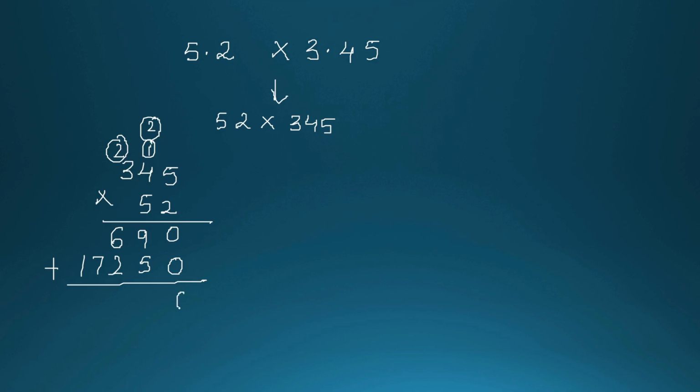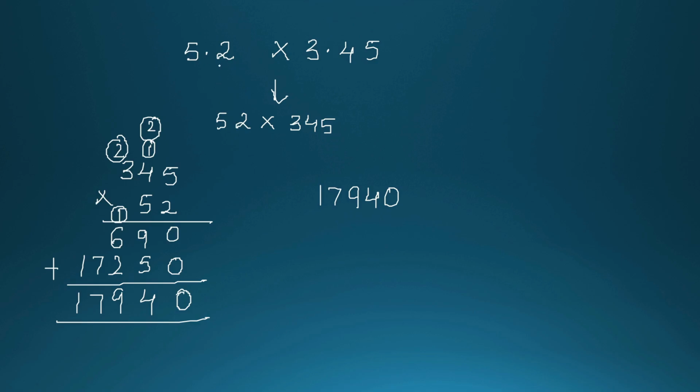So now I'm going to add both of these answers. And 0 plus 0 is 0. 9 plus 5 is 14. 1 is carry forward. 6 plus 2 is 8. Then 1, 9, 7, and 1. So my answer is 17,940. In step 3, we have to count the total number of digits after the decimal.